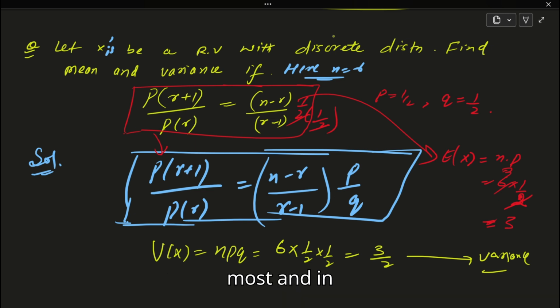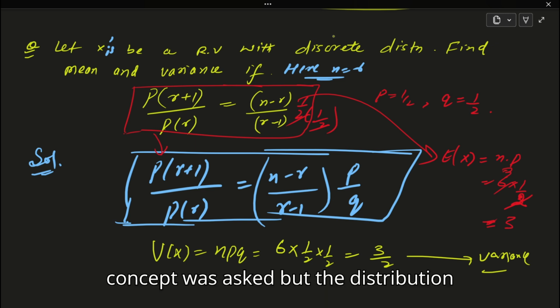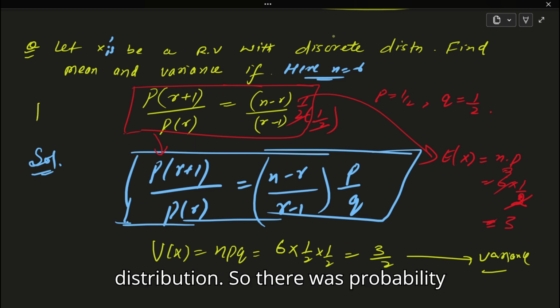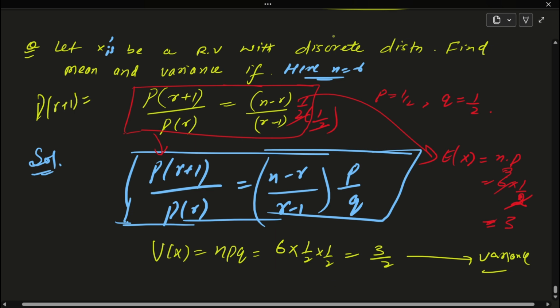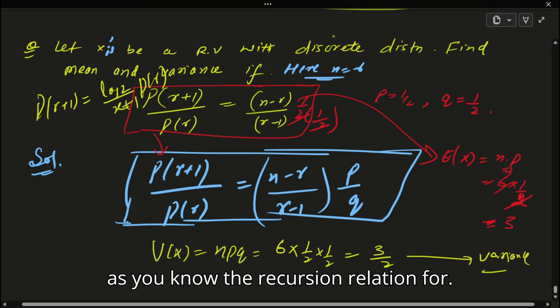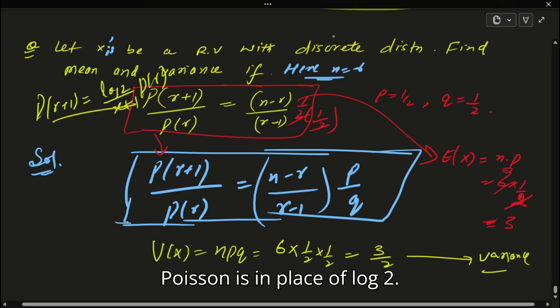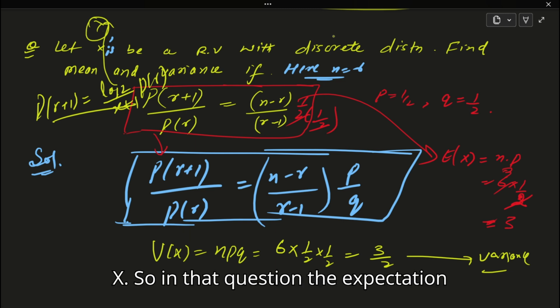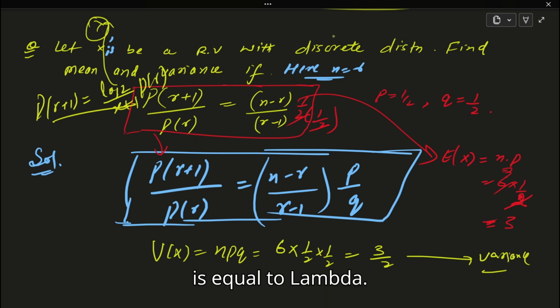And in JAM 2023, the same concept was asked, but the distribution was different. That was the Poisson distribution. There, the probability P(r+1) was equal to log 2 upon (r plus 1) into P(r). As you know, in the recursive relation for Poisson, in place of log 2 there is lambda. So lambda is equal to log 2. We were asked about the expectation of x, and in that question the expectation is equal to lambda.